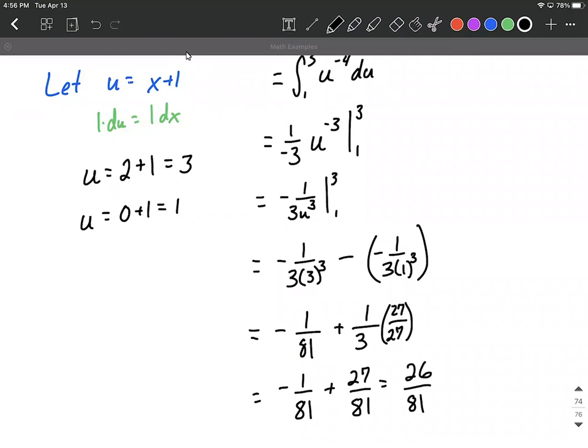All right, so I hope this helps out as we're working through learning the substitution method using u substitution to work these problems. Good luck as you're working on them. Practice it up. You can get it.